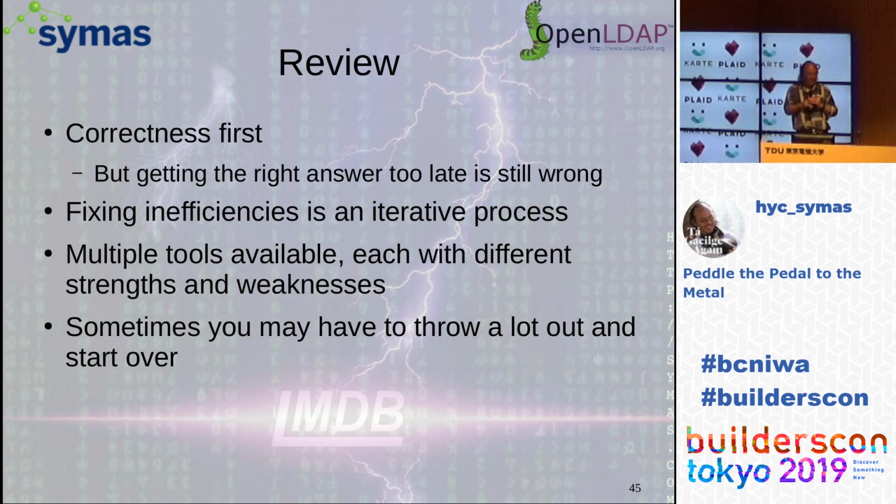Okay, so the things to keep in mind: your code must be correct first. Before you do anything else performance-oriented, it must be correct. The approaches that you take to get better performance are going to be iterative. You don't expect to get perfect gain in one step. There's a lot of tools available to help you on your way. You're probably going to need to use more than one of them. And sometimes, you have to throw out a lot of work and start over to get the results that you need.